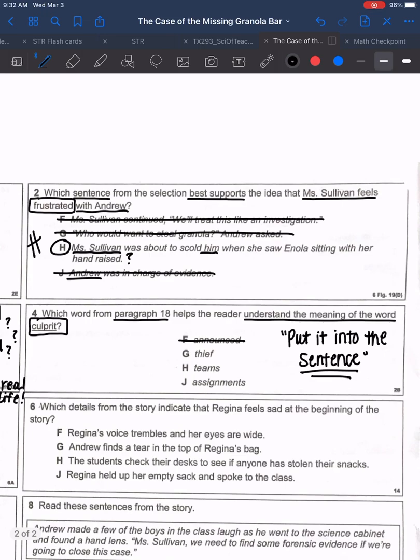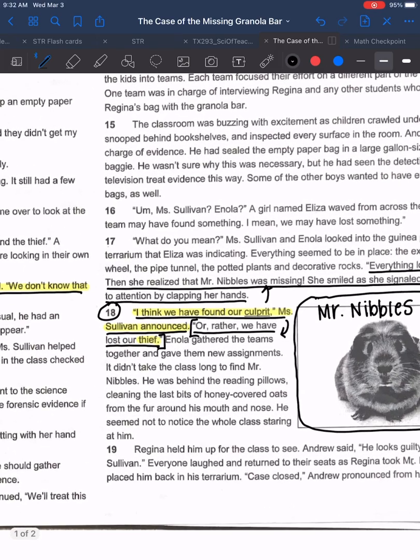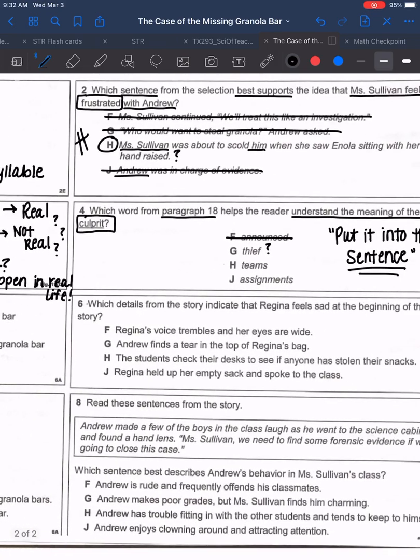That one could work, but just because we found our answer doesn't mean we're going to automatically choose it. We have to look at all of them. So we have teams and assignment left. "I think we have found our teams," Miss Sullivan announced, "or rather, we have lost our thief." "I think we have found our assignment," Miss Sullivan announced, "or rather, we have lost our thief." Neither one of those makes sense or sounds correct. So we're going to eliminate it and choose letter G.